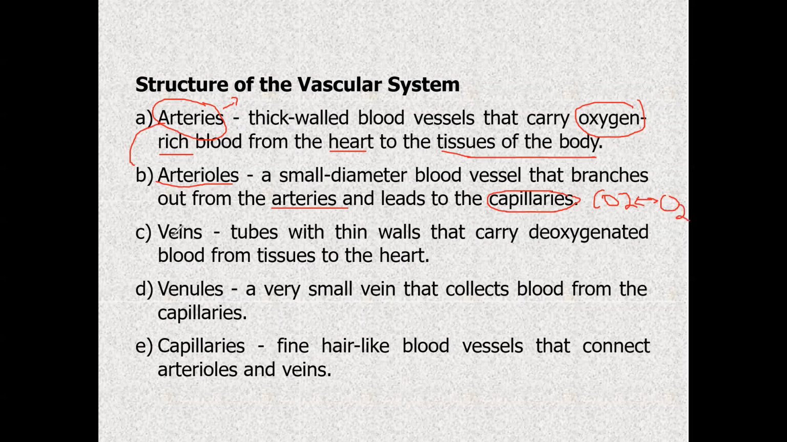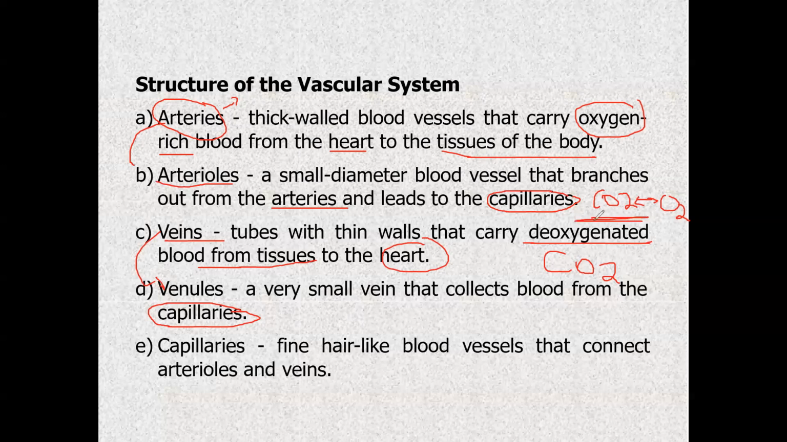Next, we have the veins. Veins are the tubes with thin walls that carry the deoxygenated or carbon dioxide-rich blood from the tissues to the heart. And meron kang venules dito, maliliit na vein, na kinoconnect niya yung vein sa capillaries. Kumbaga class, si venules tsaka si arterioles, kinoconnect niya sa capillaries na kung saan doon nangyayari yung carbon dioxide and oxygen exchange.